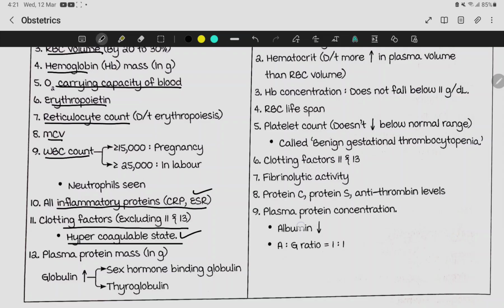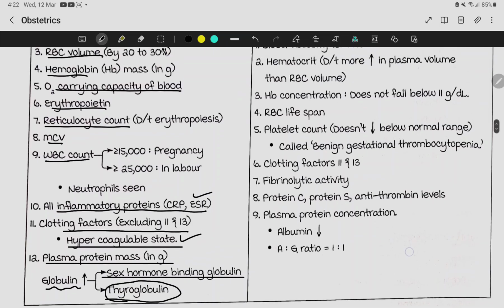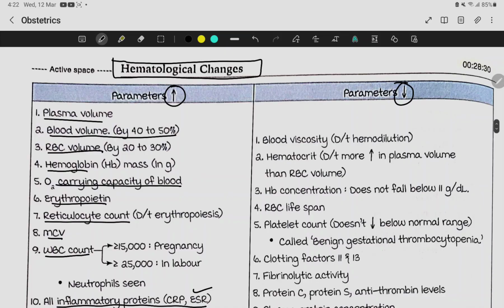Hence it's called a hypercoagulable state. And plasma proteins, that is globulins, increase. Obviously we studied about thyroglobulin. Now also sex hormone binding globulin increases. Okay, so obviously we know that because pregnancy is a state of hypervolemia, there is increased fluid retention. Because of that, the plasma volume increases. Obviously plasma and blood volume both increase.